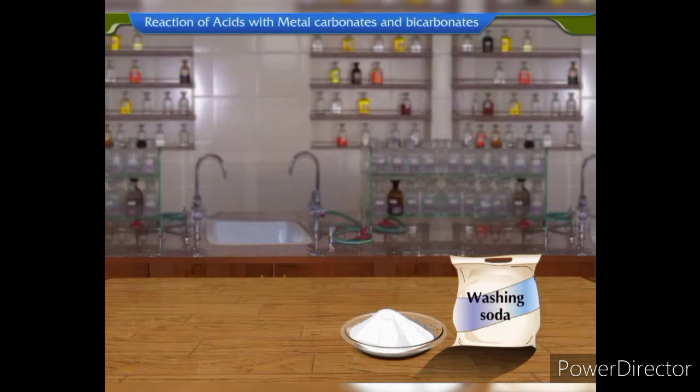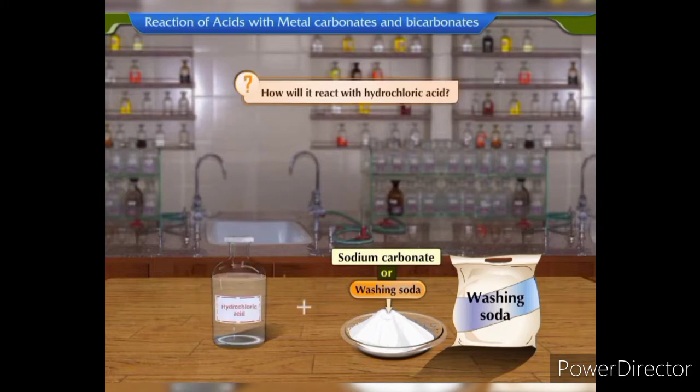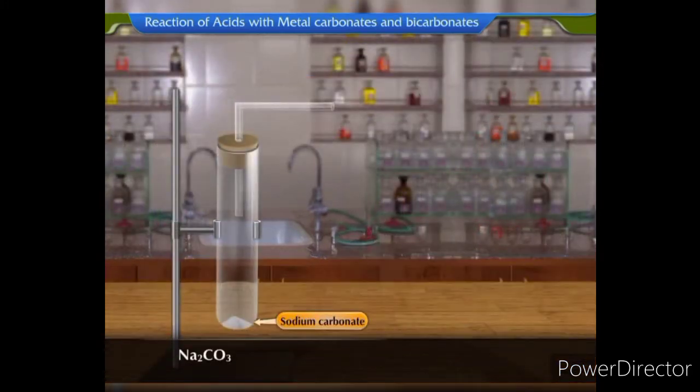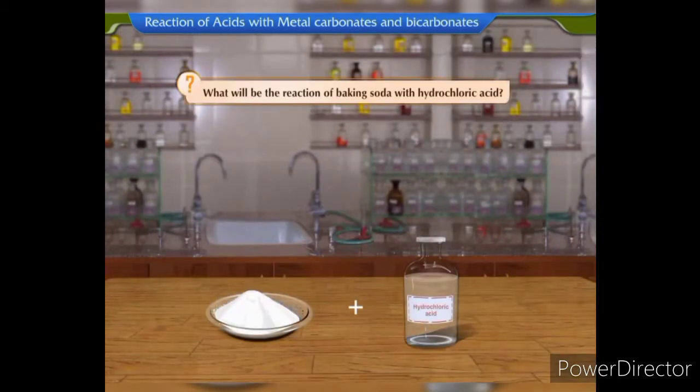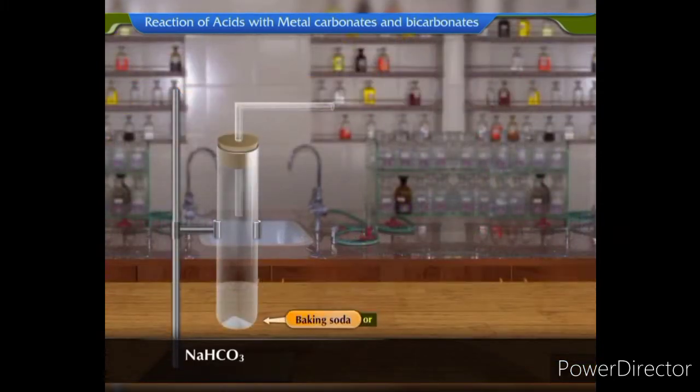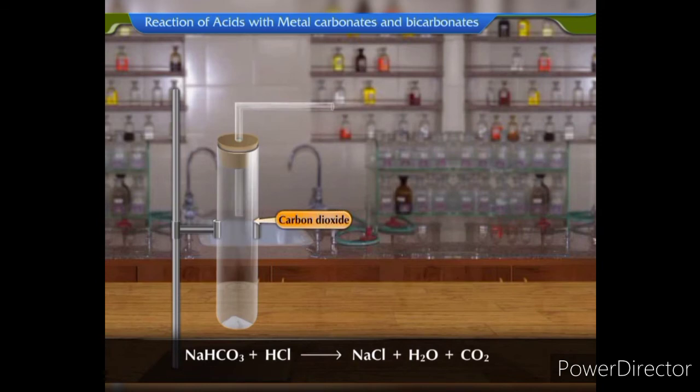Another metal carbonate which we are familiar with is washing soda or sodium carbonate. How will it react with hydrochloric acid? Sodium carbonate reacts with hydrochloric acid to give sodium chloride, water and carbon dioxide. What will be the reaction of baking soda with hydrochloric acid? Baking soda or sodium bicarbonate reacts with hydrochloric acid to give sodium chloride, water and carbon dioxide.